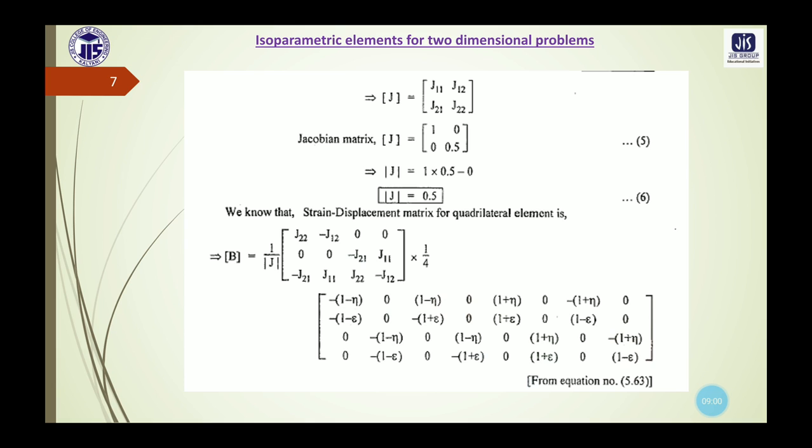That means we have calculated the value of the Jacobian matrix, and the determinant of the matrix is 0.5. So the first part of this numerical is now completed.